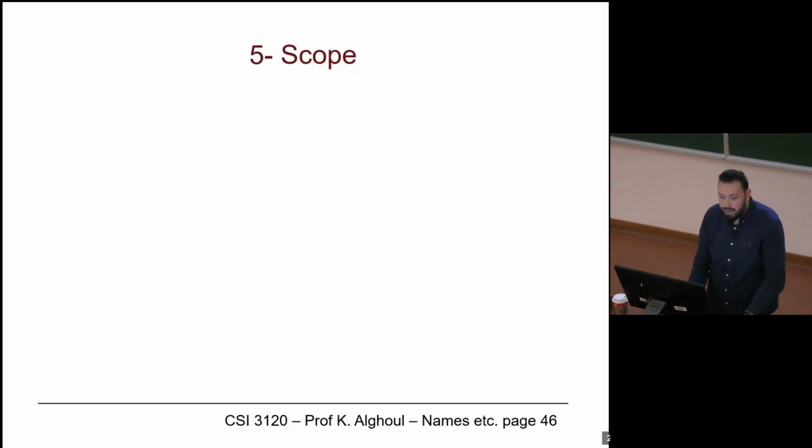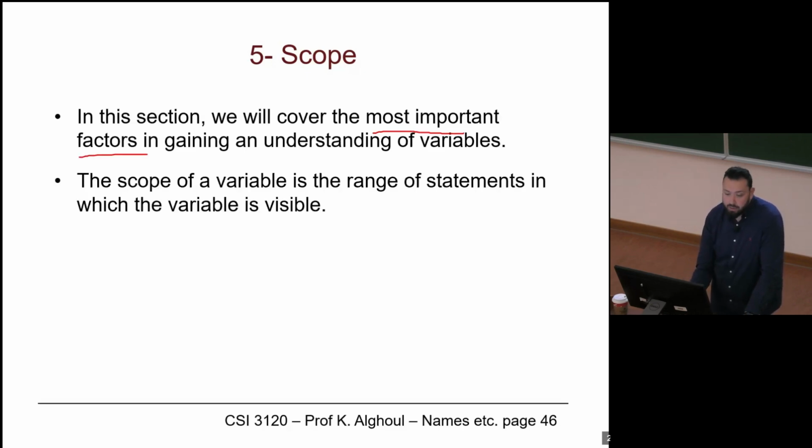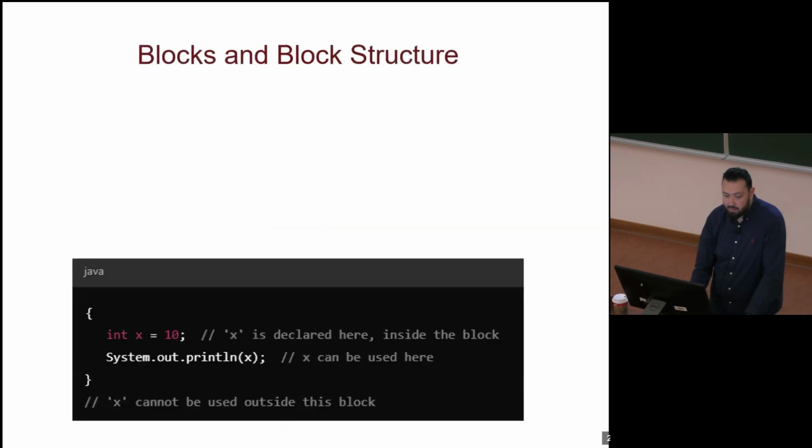So let's take a look at it. As I said, this is the most important factor in gaining an understanding of variables, which is the scope. The scope of a variable is the range of statements in which the variable is visible. So where is this variable visible? Inside the local function, outside, all of these things. A variable is visible in a statement if it can be referenced in that statement. And let's start taking an example.